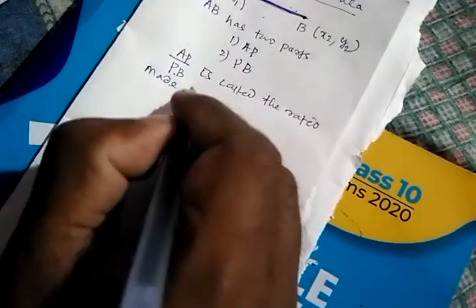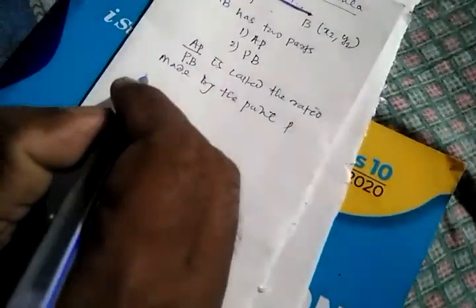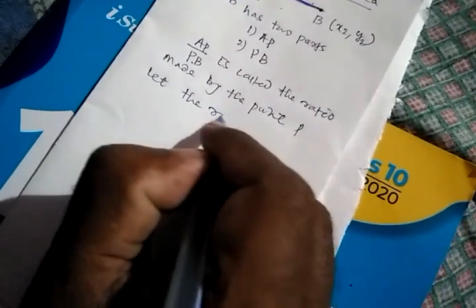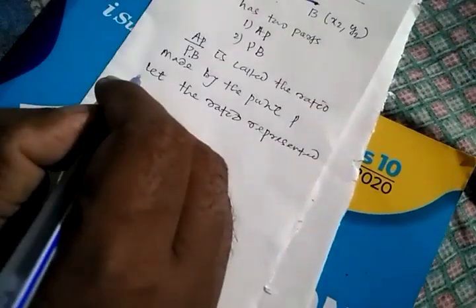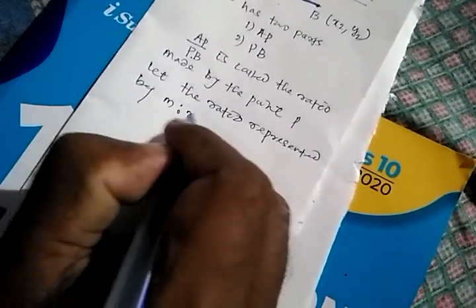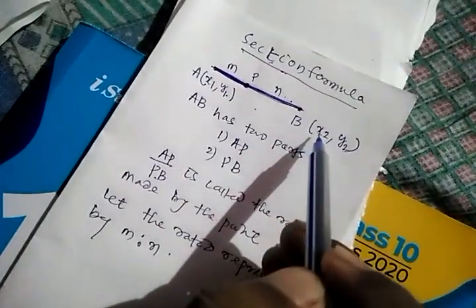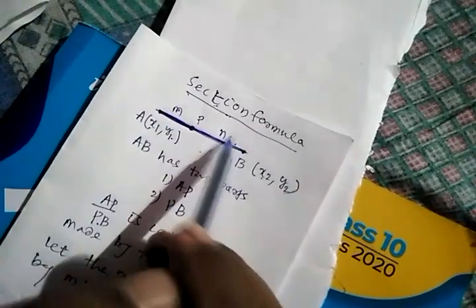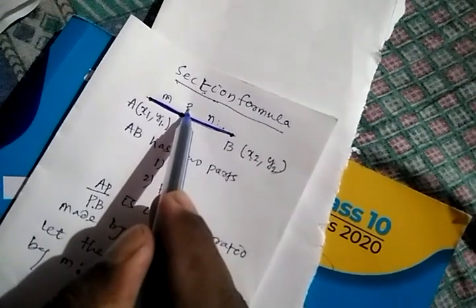made by the point P. So this is m and n. Let the ratio be represented by m is to n. So here, what is the thing? Now you will be given the coordinates of x1, y1 and x2, y2 and a ratio will be given, and you can find the coordinates of point P which is not given.